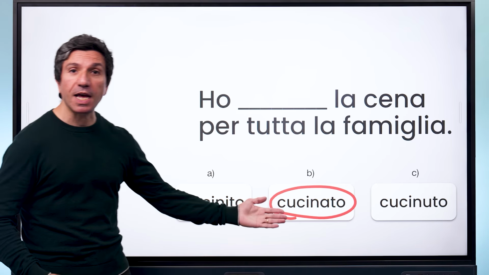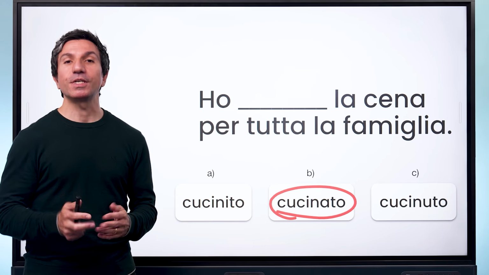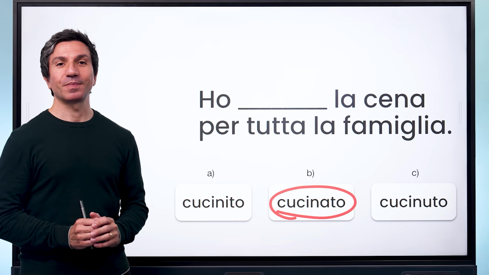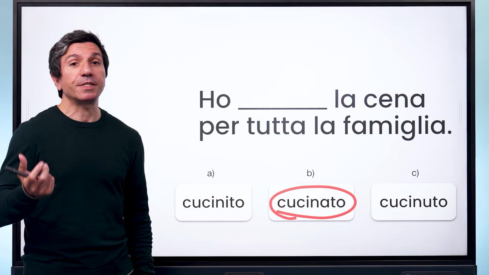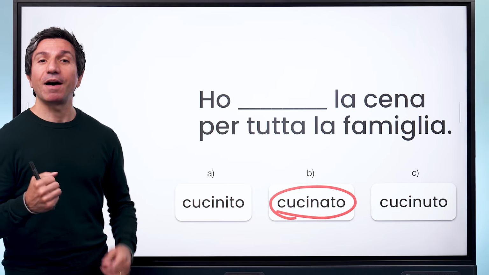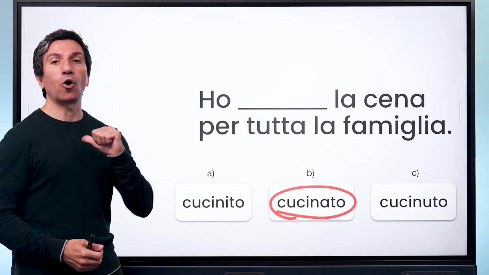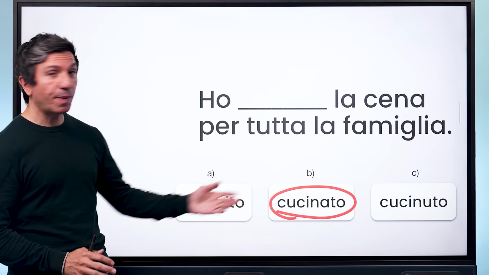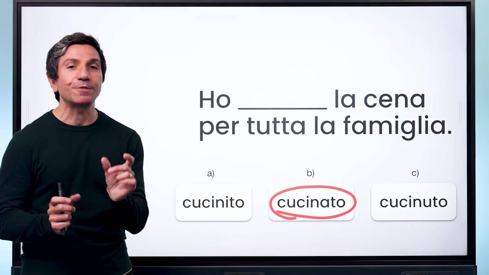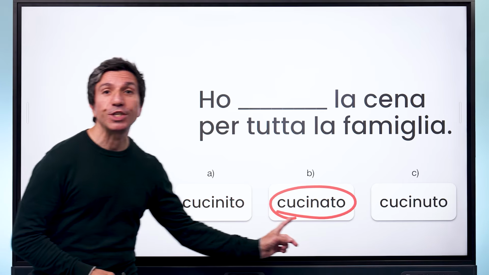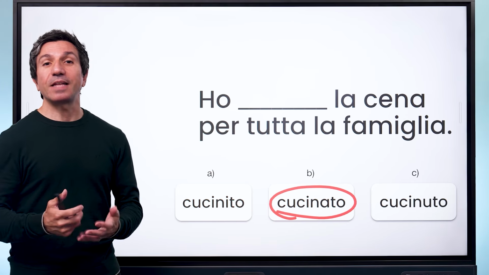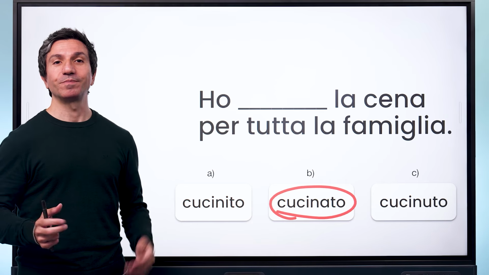We use cucinato in this sentence because cucinare is a regular are verb. With a regular verb that expresses an action as cucinare, we use the verb avere in the present, ho, and add the past participle cucinato, given by the base form of the verb, cucin, plus the ending ato. That gives us ho cucinato, I cooked.